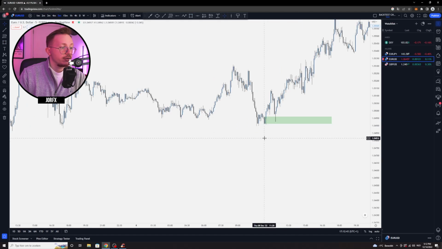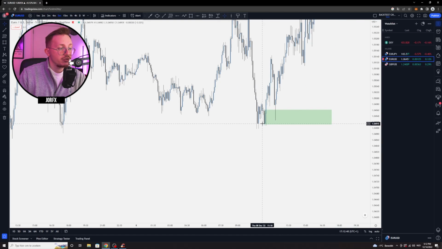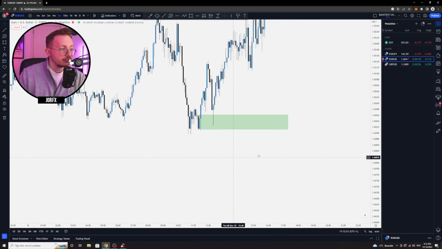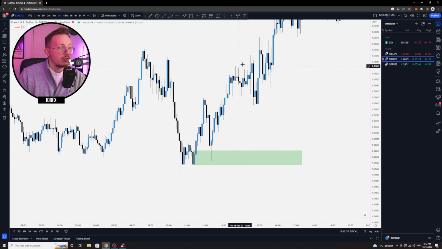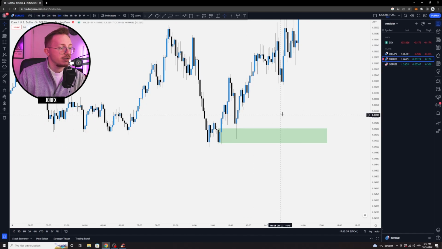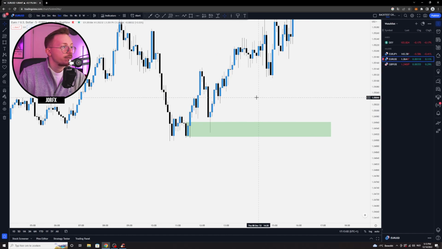So as an example right here, you have your order block that is here. Price came down to this level and it reacted immediately after this with a huge displacement. So this is your order block. As you can see, price came down to this order block and reacted again immediately after this. So how can we trade this?